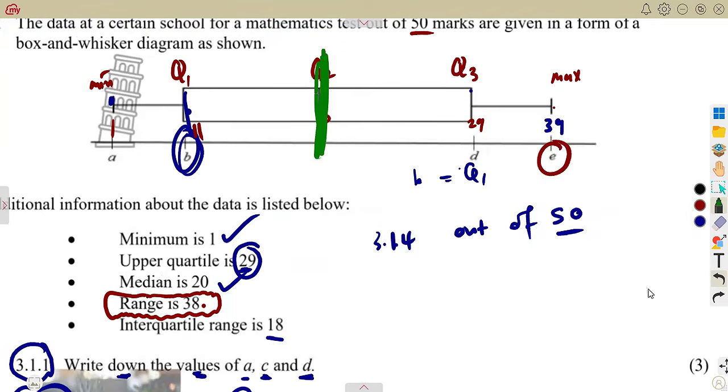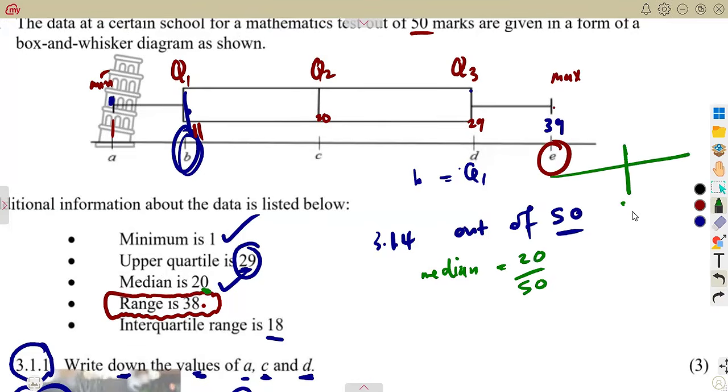Let's talk of the median, because the median is like half of what we are having. The median is 20 out of 50. Out of 50, at least the median, we're supposed to be at least 25 going up. But look where the median is, at 20. This is difficult. We might say maybe these are some learners who do not understand in this class. Maybe we can give a benefit of doubt from the median.